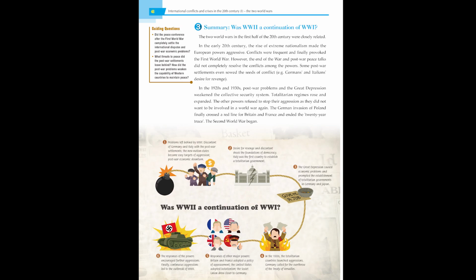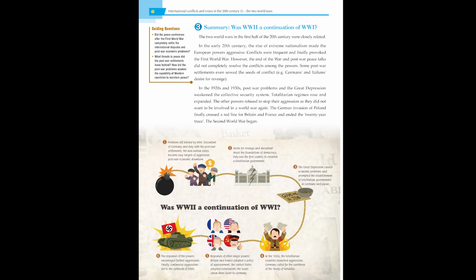The 2 world wars in the first half of the 20th century were closely related. In the early 20th century, the rise of extreme nationalism made the European powers aggressive. Conflicts were frequent and finally provoked the First World War. However, the end of the war and post-war peace talks did not completely resolve the conflicts among the powers. Some post-war settlements even sowed the seeds of conflicts. For example, Germans and Italians' desire for revenge.